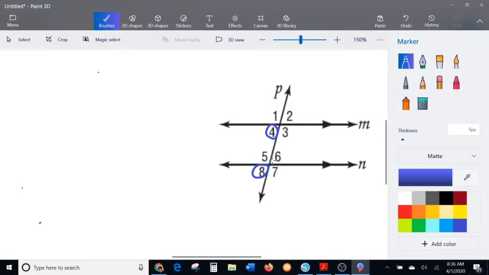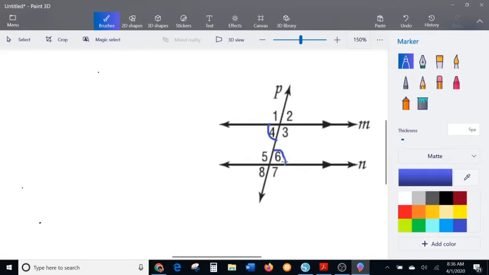We know that angle 4 and angle 8 are corresponding. That makes them congruent. Well, if 1 and 4 are supplementary, and 4 and 8 are congruent, then that makes 1 and 8 congruent also. Okay? What about angle 4 and angle 6? What are their relationships to each other?